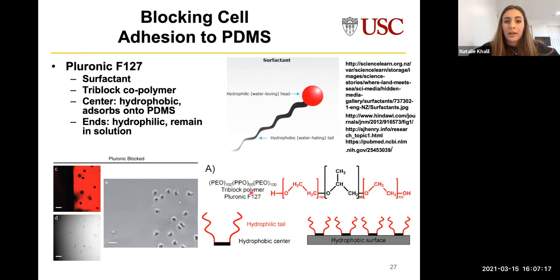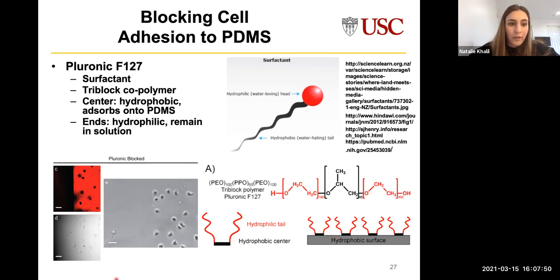And the center here, the polypropylene oxide, is hydrophobic and will actually absorb onto the PDMS surface. And the tails, the ends, the PEO blocks, are hydrophilic, and so they'll lift off into solution. And this will, through steric hindrance, physically block cells from migrating off of the patterned regions and onto the remainder of the PDMS surface.